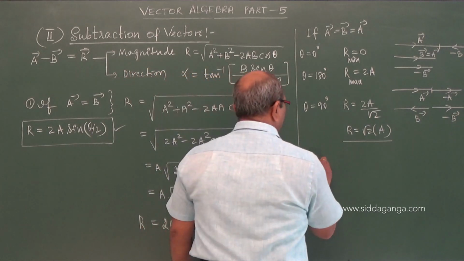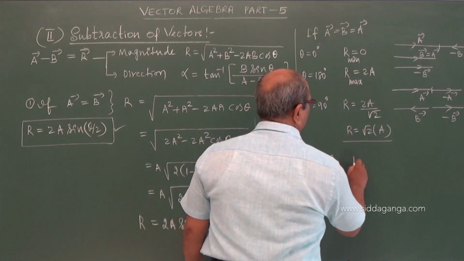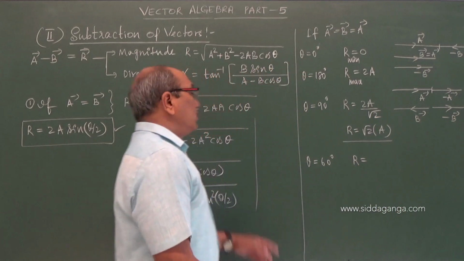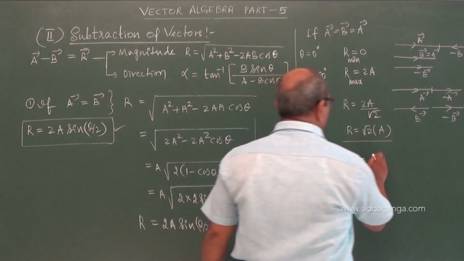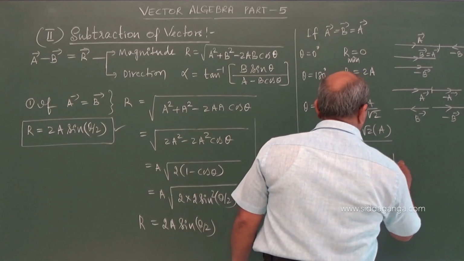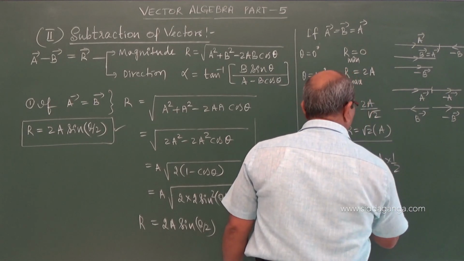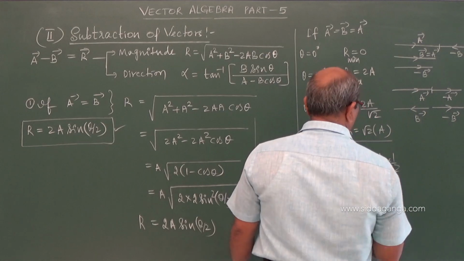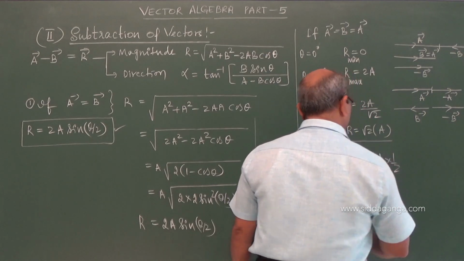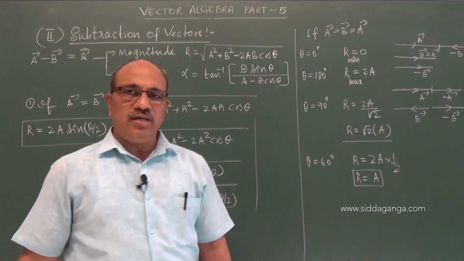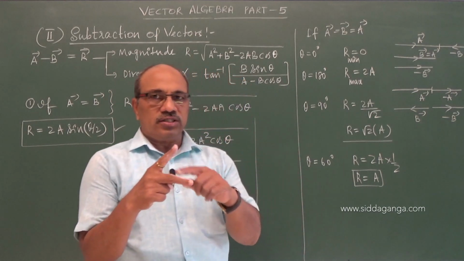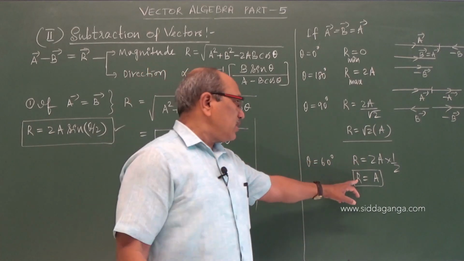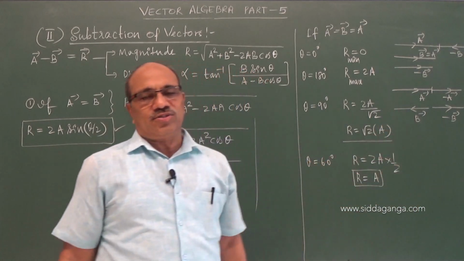And for theta equal to 60 degree, 60 by 2 is 30, sin 30 is half. 2a into half, so R is equal to a. See, this is reversed. If you are finding a minus b, and the angle between the two vectors is 60 degree, then the resultant is equal to one of the vectors.